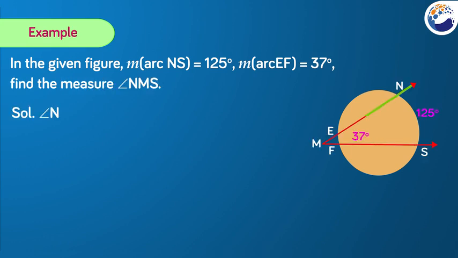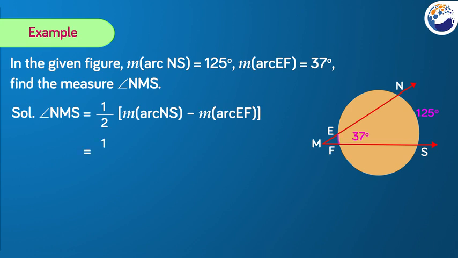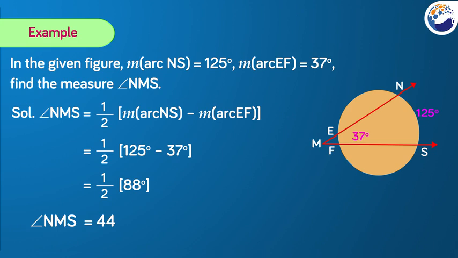Solution. Angle NMS is equal to half of the measure of arc NS minus the measure of arc EF, which is equal to half into 125 degrees minus 37 degrees, which is equal to half into 88 degrees. Angle NMS is equal to 44 degrees.